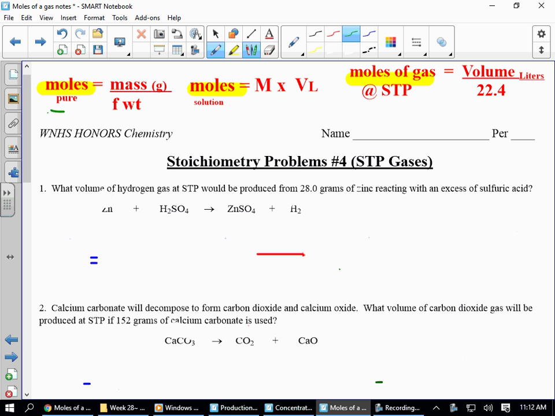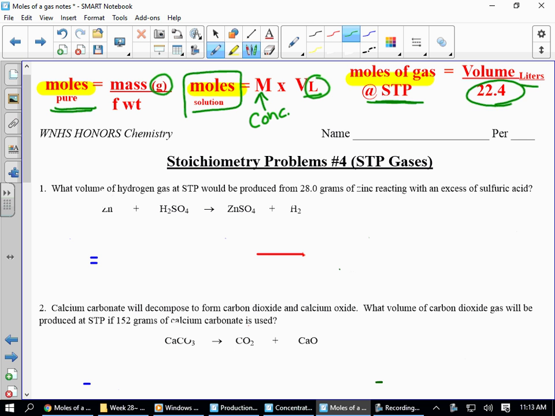If we have a pure solid, pure liquid, or pure gas, and information is given in grams, or we're looking for grams, we can do mass over formula weight. If we have a solution, we take our molarity, which is like our concentration, and multiply it by our volume, but our volume has to be in liters. And if we have moles of a gas at STP, and we're going to pretend we're always at STP for right now, you take your volume, again in liters, and put it over 22.4.